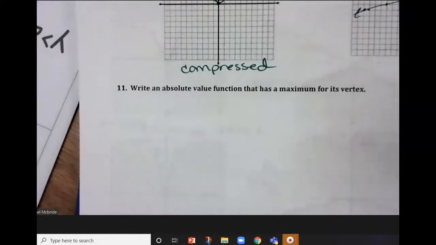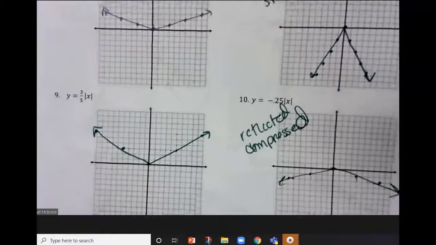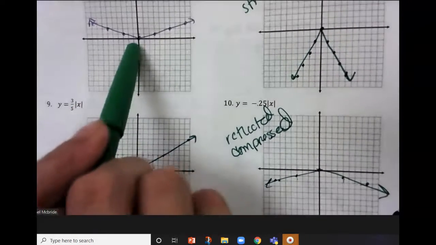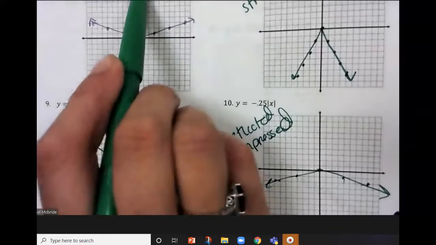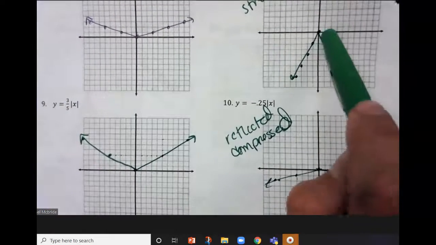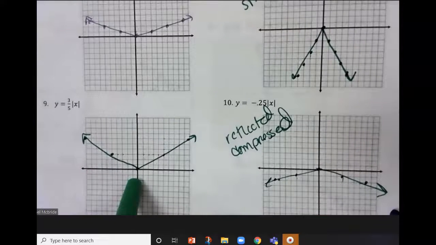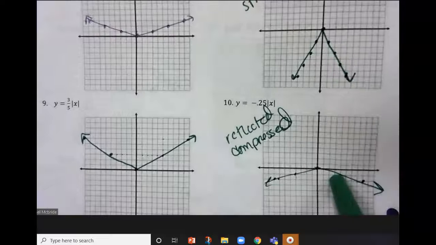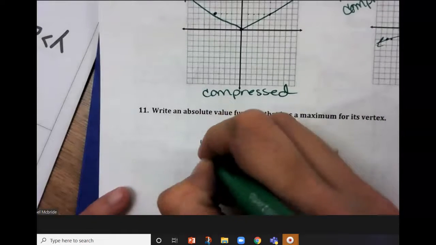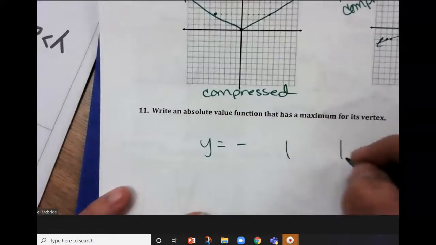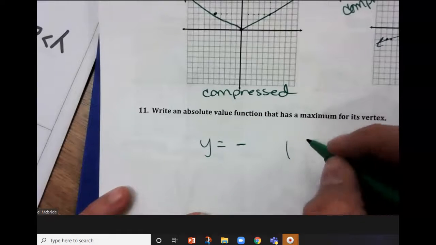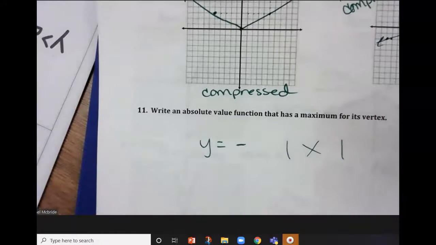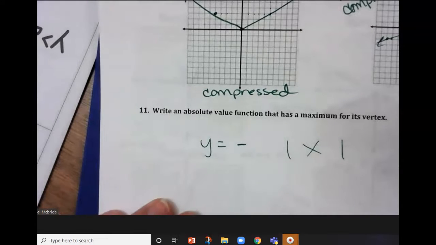11 has a bunch of different answers, but it says write an absolute value function that has a maximum. So if I'm looking at these examples from up above, this graph has what we call a min because the graph opens up. This graph has a max because it opens down. Min, max. So a max is a graph that's opened down like a frown. So for 11, any answer would have done as long as you had a negative in front of your absolute value. So you could add -1, 10, 11, a million, 100, a fourth, a fifth, etc. Does that make sense?